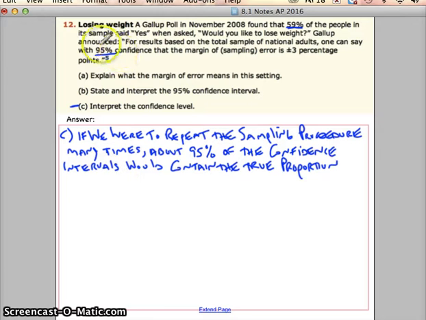And if we're at a 95% confidence level, 95% of those intervals should capture that true proportion. And then we have to put it in the context of the problem. So contain the true proportion of those who would like to lose weight.